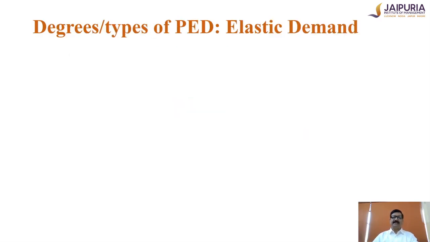Now coming to degrees or types of price elasticity of demand. There are 5 degrees or 5 types of price elasticity of demand. To start with, let's discuss elastic demand. Again, take numerical example. Suppose price elasticity of demand, obviously absolute value, is greater than 1, it will be known as elastic demand. If price elasticity of demand is greater than 1, it means the demand for that product is elastic.